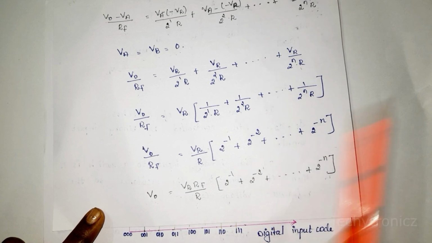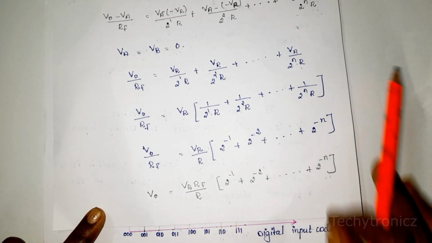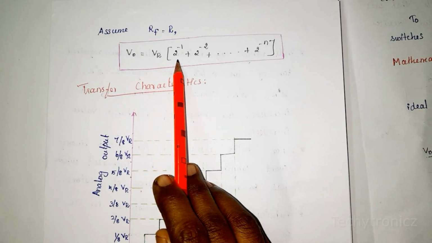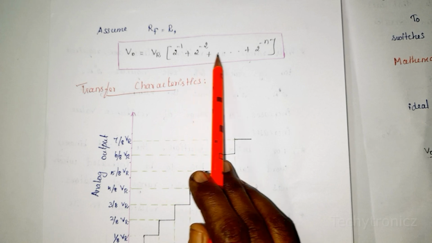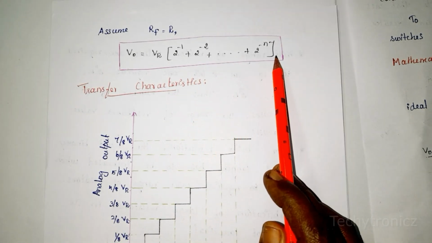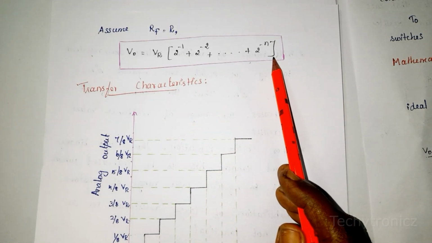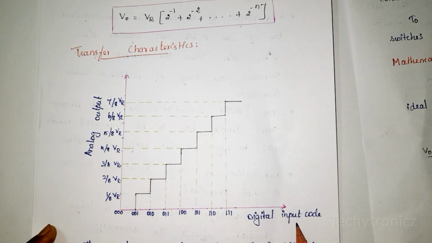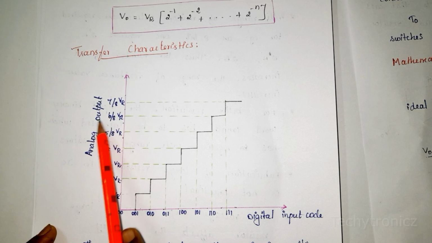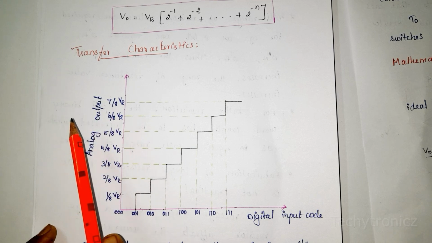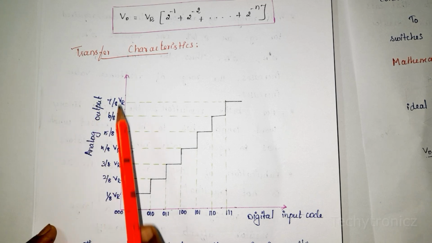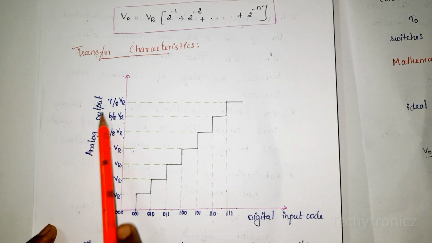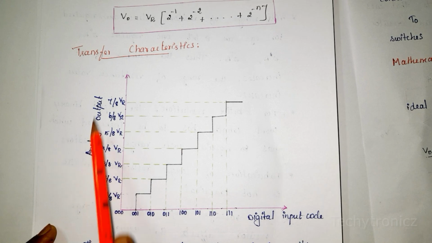We assume RF is equal to R. Then V0 is equal to VR into (2 power minus 1 plus 2 power minus 2 and so on, up to 2 power minus n). Let's see the transfer characteristics. This is the transfer characteristic between the digital input and the analog output of the digital to analog converter.